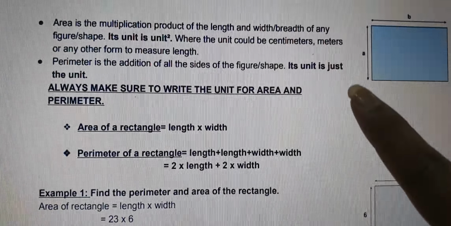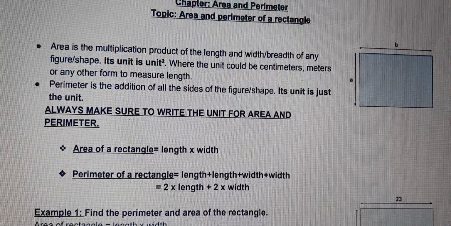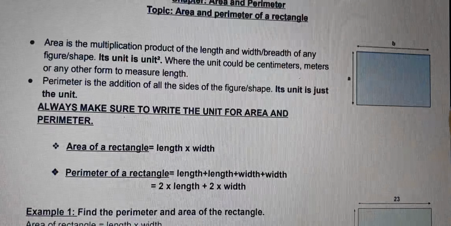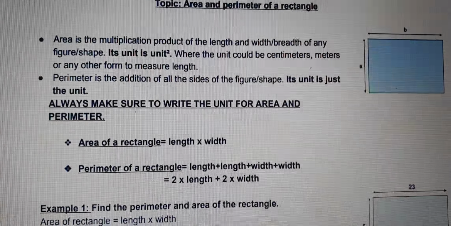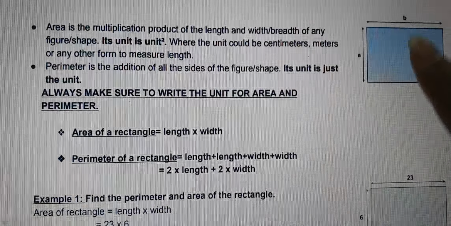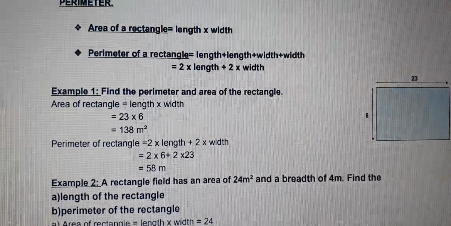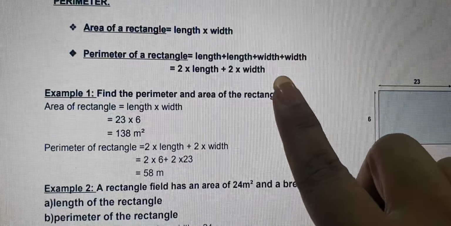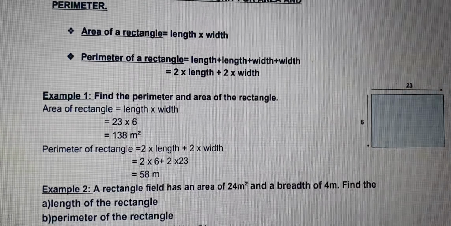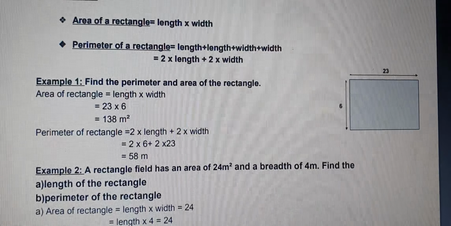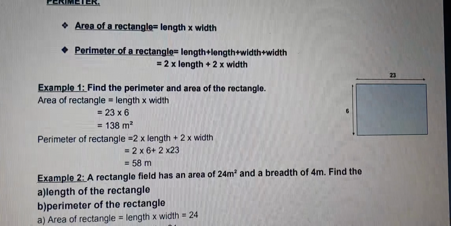That means we have two opposite sides which are equal, a plus a, that is 2a, and b plus b, that is 2b, or 2 into length and 2 into width, right? So this is where our formula originates from. This is the formula for perimeter of a rectangle. Okay, girls, I hope you understood what area and perimeter is.